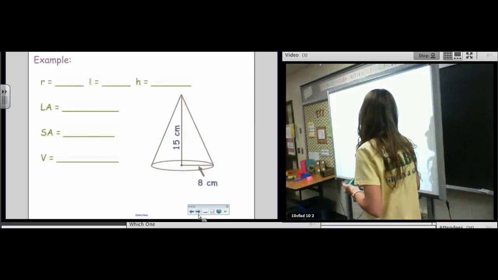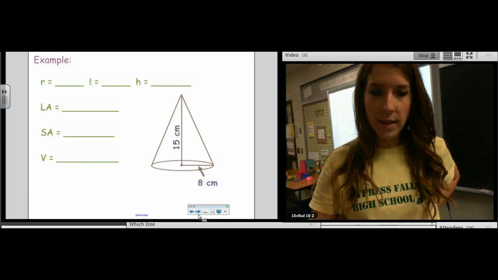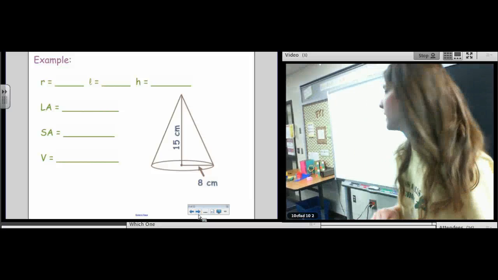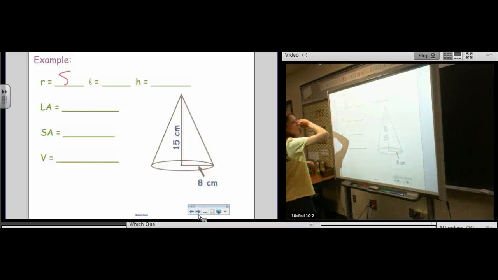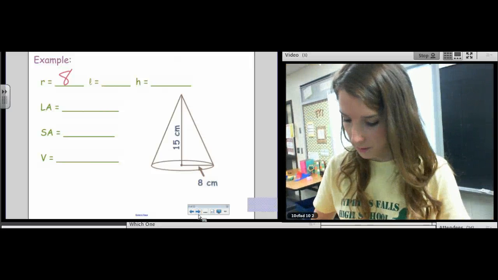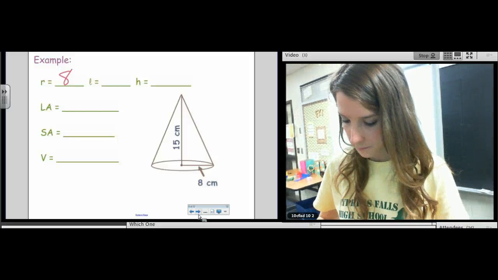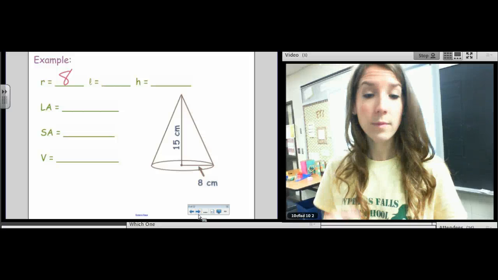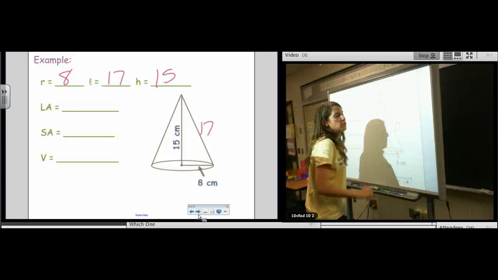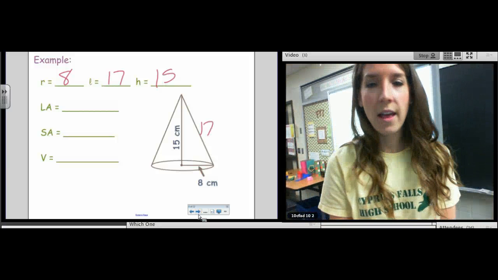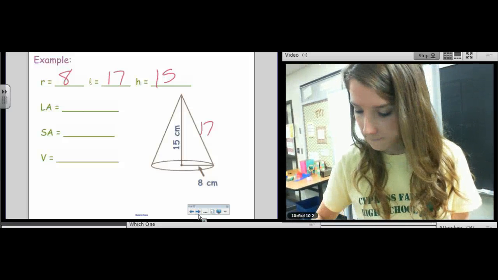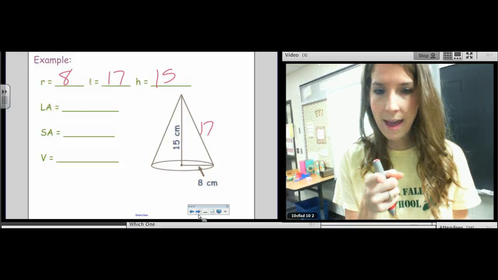All right. Let's try an example. Give you a few minutes to think about this, and then we'll talk about the answers. All right, what is r? It's given to us. What is L? It's not given to us, but with a little bit of Pythagorean theorem, we can find it. What do we get? Good, 17. And the height is also given to us. So now all we have to do is go straight to our formulas. LA, pi r L. It doesn't get much easier than this. 8 times 17. Did y'all get 136 pi?